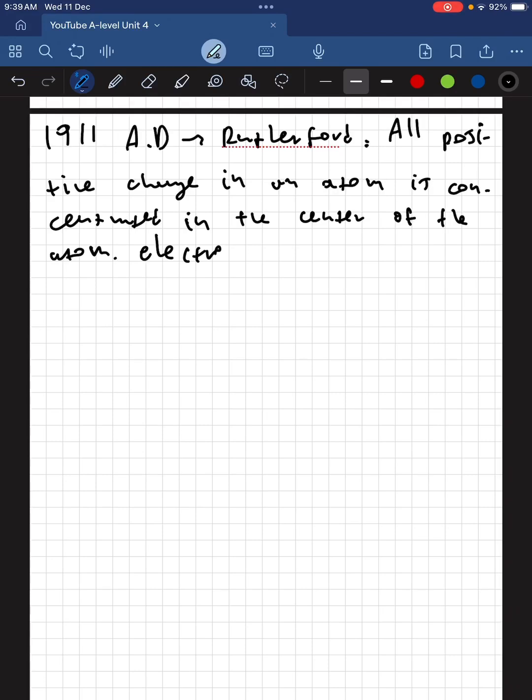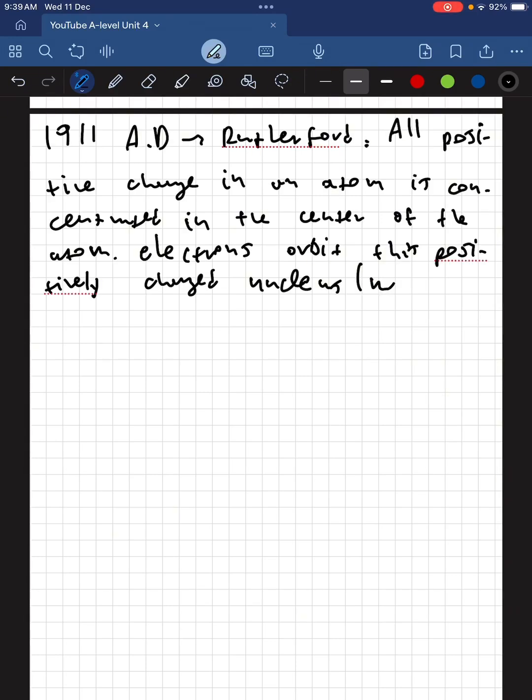Electrons orbit this positively charged nucleus. There are no neutrons yet. No neutrons in Rutherford's theory. Those came out later.